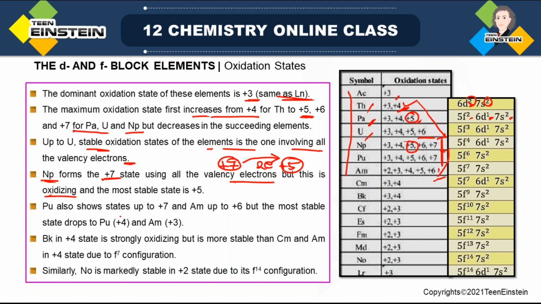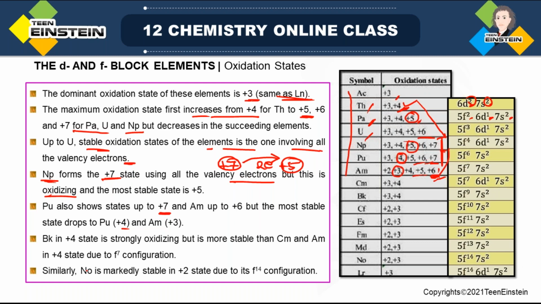After Np, plutonium also shows states up to +7 maximum. Americium up to +6, but the most stable state drops to +4 for plutonium. That means plutonium can show +3, +4, +5, +6, +7, but the maximum stable is this one. That means if it is in any of these high oxidation states, it will have a tendency to accept electrons. Similarly, americium, the stable oxidation state is this one. So if americium is present in any of these oxidation states, there will be a tendency to gain electrons from some other species.